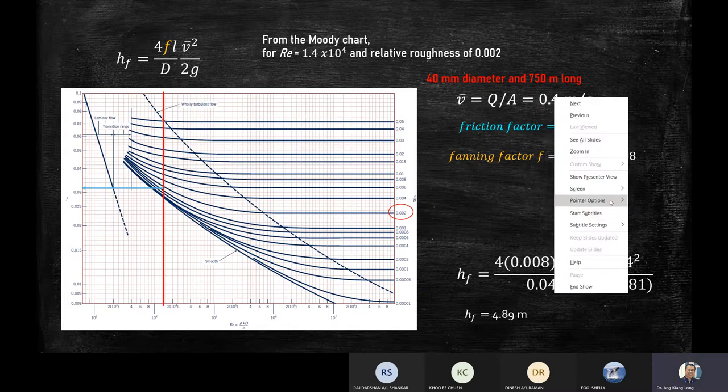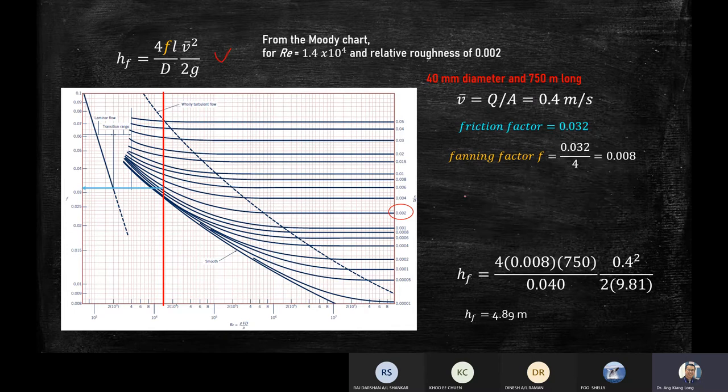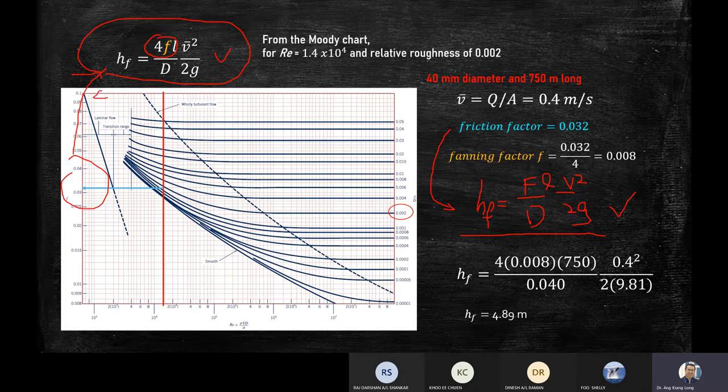Okay, you can memorize either of the two formulas. Either this one, or if you want to get straight from the graph, you can memorize HF, the heat loss, equal to, maybe I use capital F to represent the F that you get from the graph, L over D, V squared divided by 2G. Okay, just to take note on this one. The difference is the F. If you want to use the top equation, the one that you get from here, please remember to divide it by 4. Then you can substitute the value, or we call it the fanning factor, into this equation.